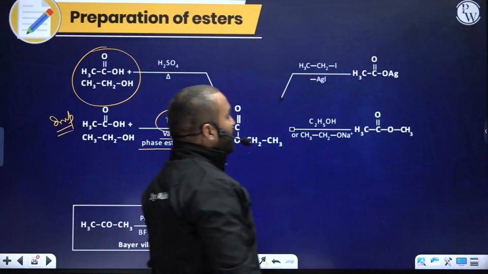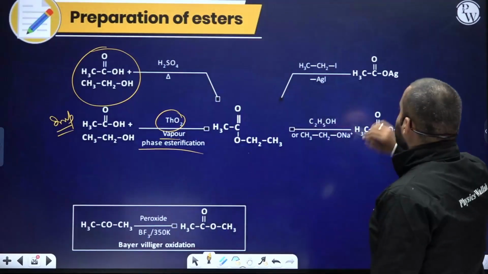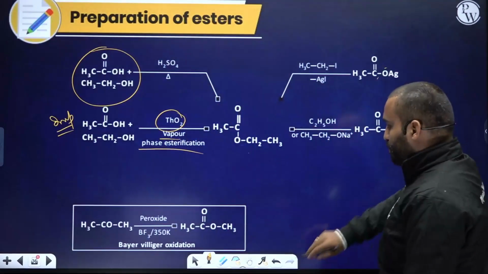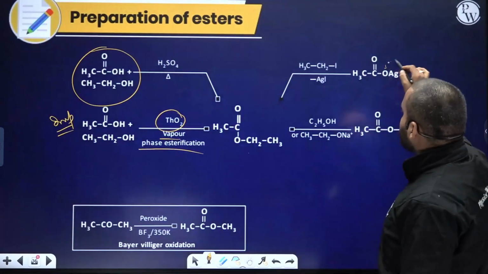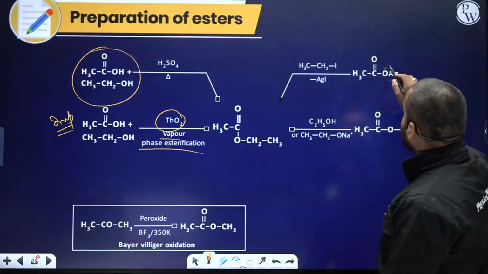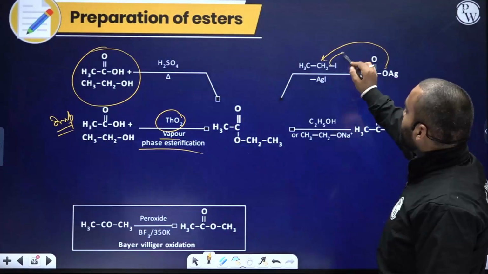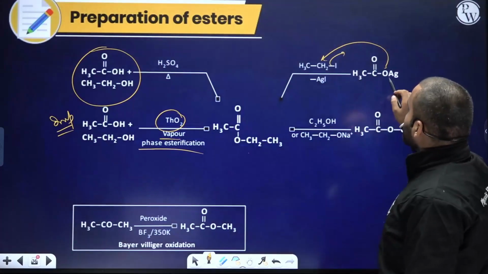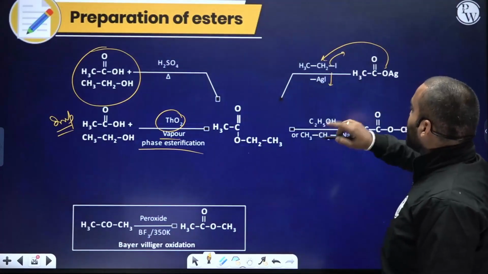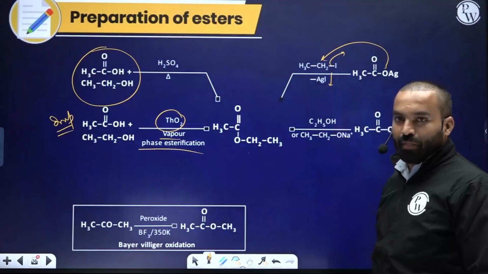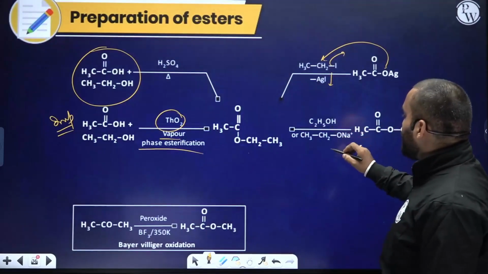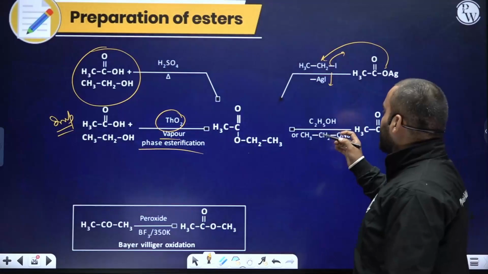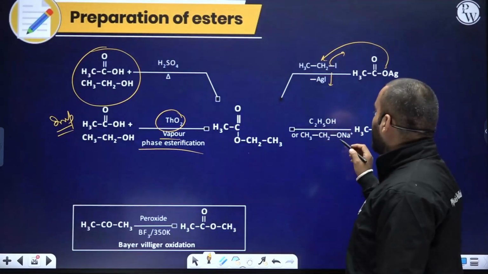Also here, we know silver is present. This will be a minus charge, and there will be a positive charge here. That negative charge will start attacking this compound, and iodine goes away. Silver iodide will start precipitating, and the compound formed will be an ester. Correct? Again, you can take either directly an alcohol or its salt.